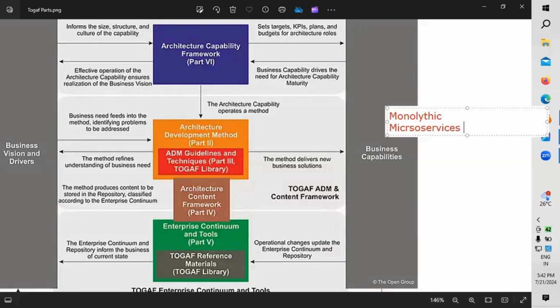Now, what is the difference? You can ask me one thing, Raj, how is it different? What is monolithic? What is microservices? Monolithic means, I'll give you a simple example. Before getting into IT applications, I'll give you a generalized example.